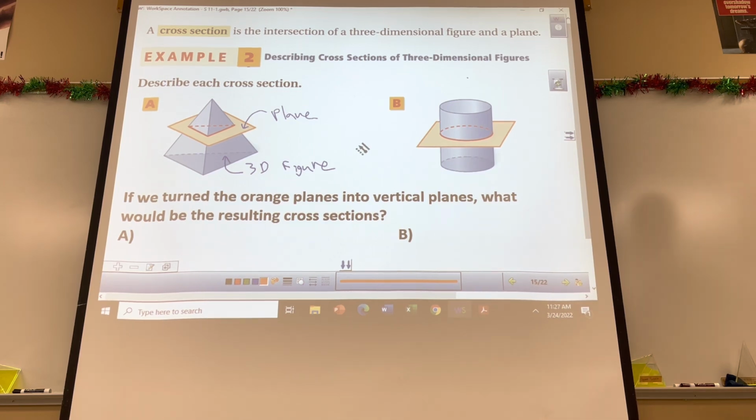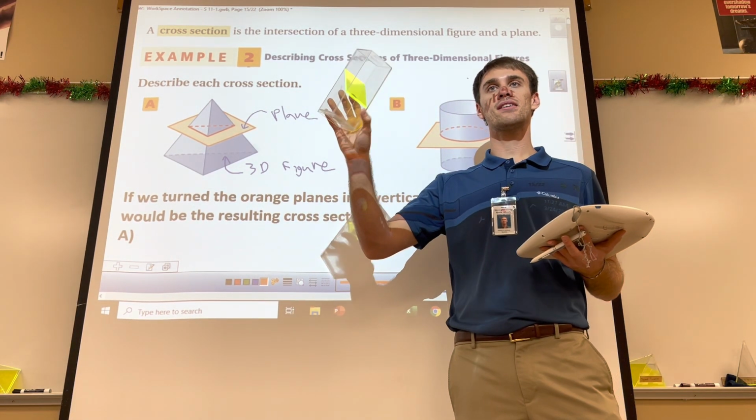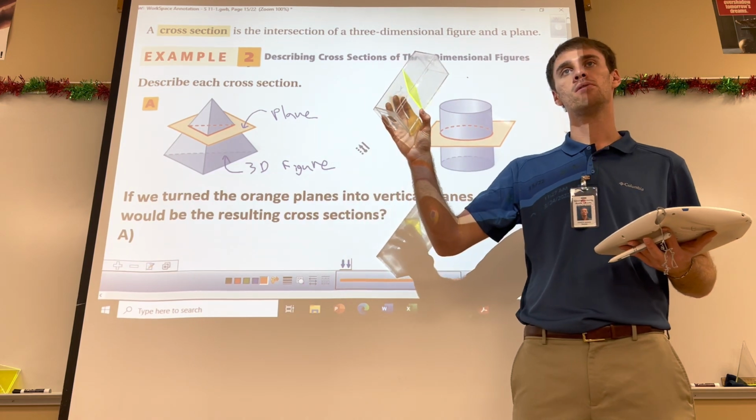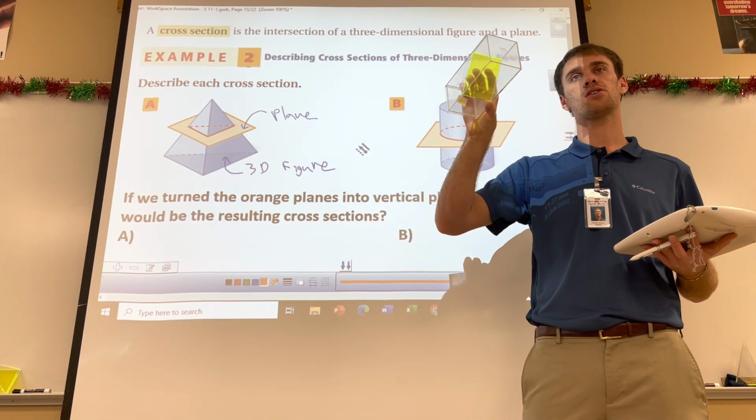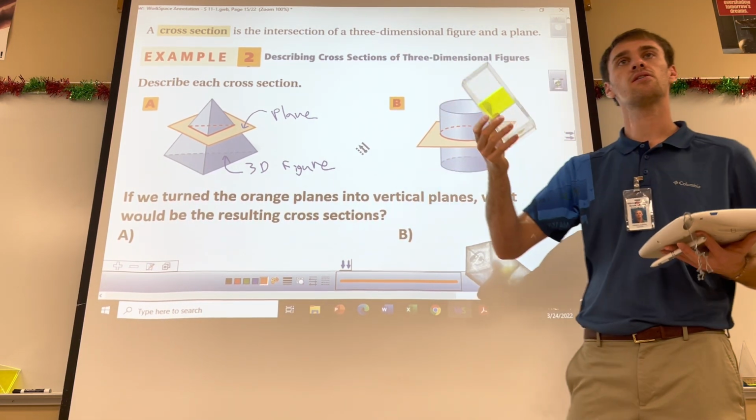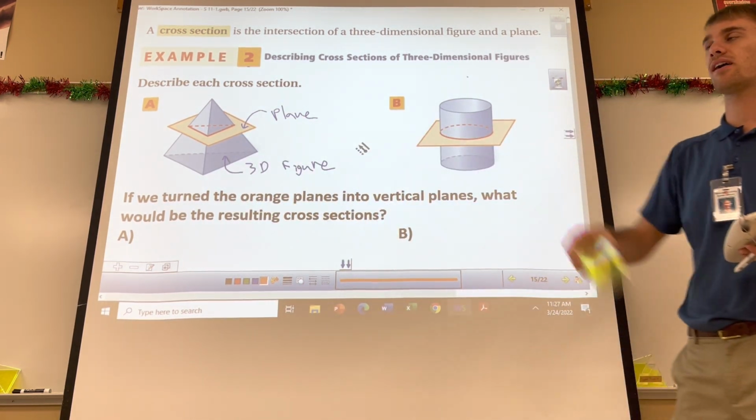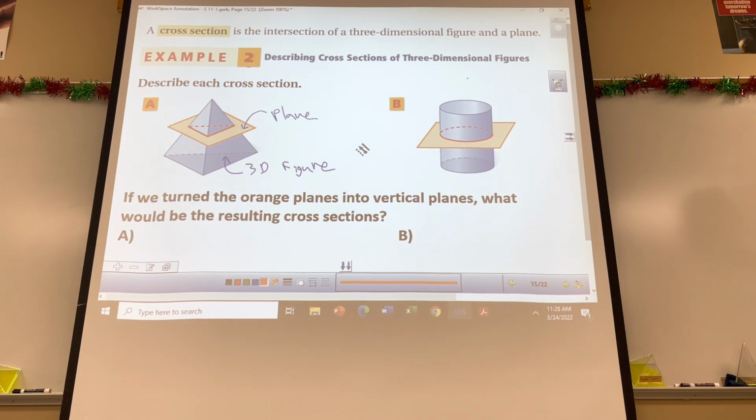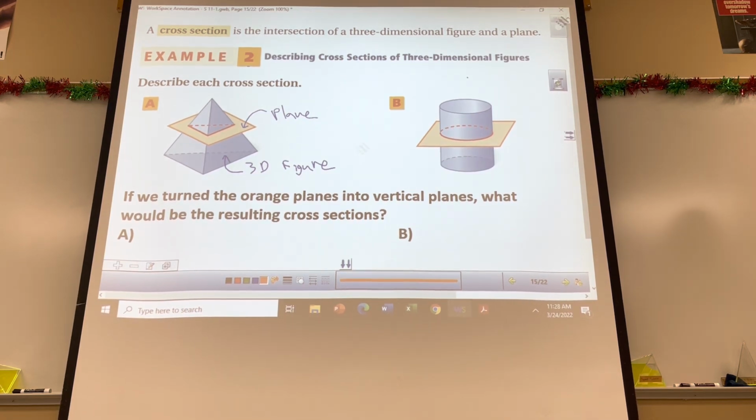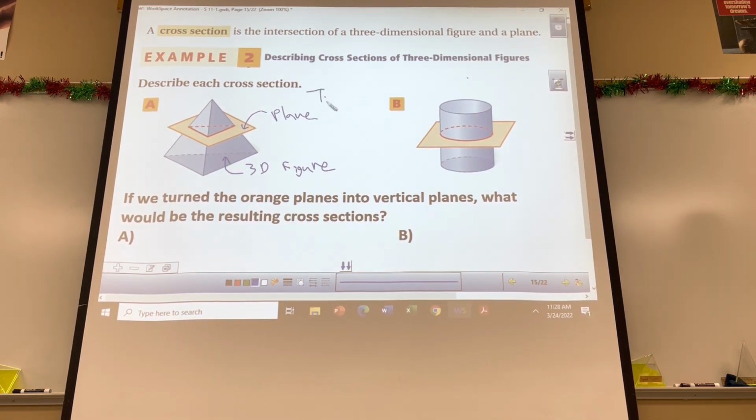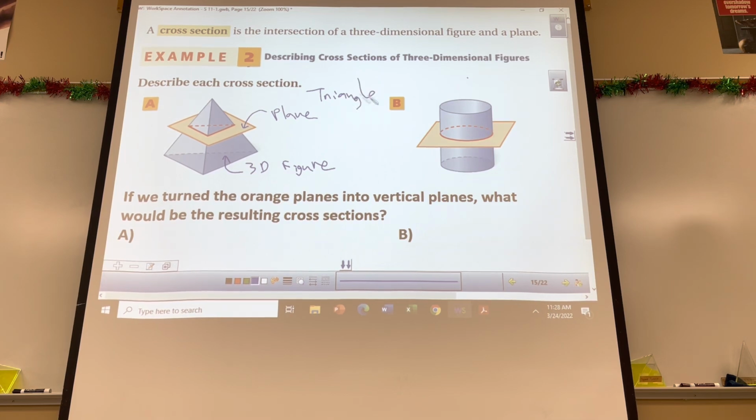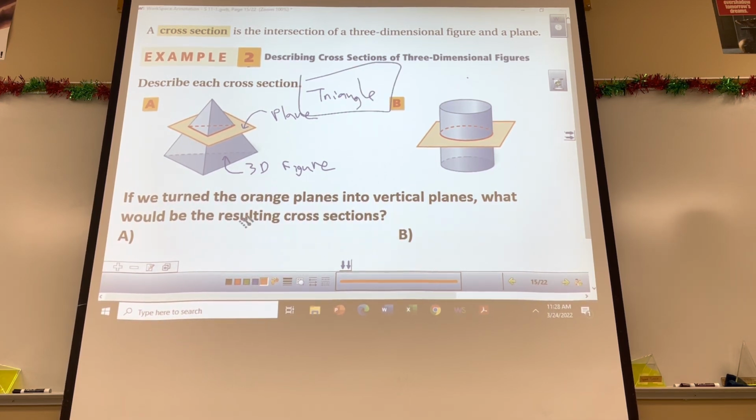So kind of going back to it, we had a plane intersecting this rectangular prism. What shape was this cross section? Rectangle. All right, so Ansley, what is the shape formed there? What's the cross section in part A? A triangle? Yeah, absolutely, guys. It is just a triangle. So literally all you're doing when you're describing each cross section is just saying what shape is formed.